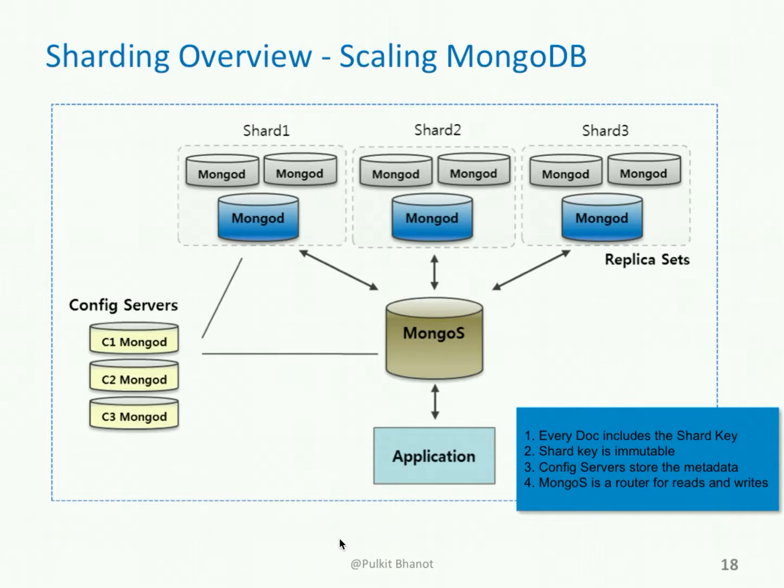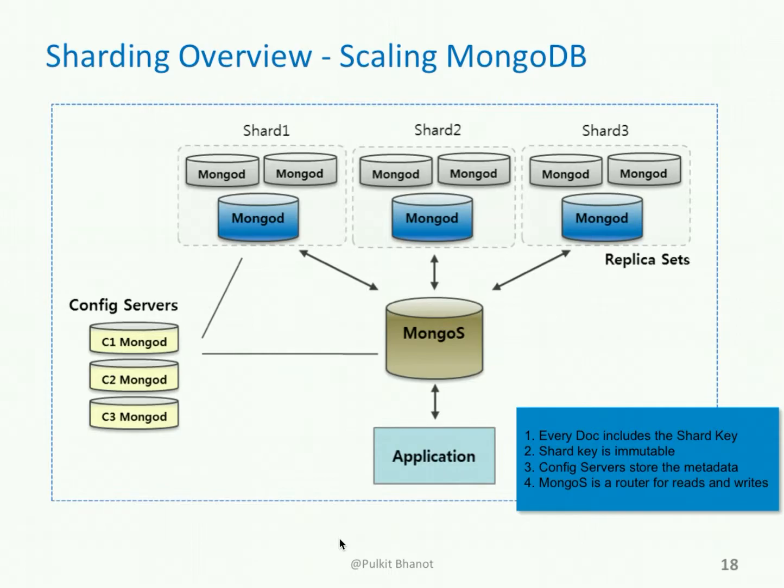The applications always talk directly to MongoS. They never directly talk to the replica sets, and MongoS redirects all the reads and writes from the application to the corresponding replica set. Additionally, there is one constraint over here. Every document which we want to insert needs to have a shard key. The shard key is immutable. The shard key is basically used to identify each record. Basically, the config servers maintain the chunk information based on the shard key.